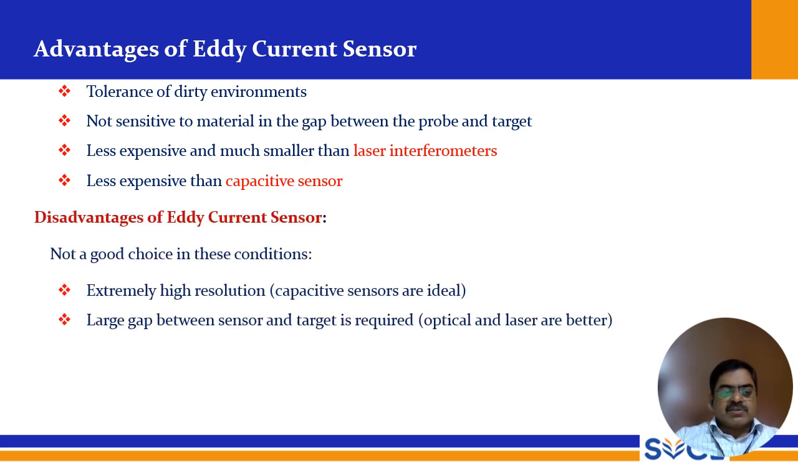And disadvantages: not a good choice in these conditions. For extremely high resolution, capacitive sensors are ideal. A large gap between sensor and target is required, so the gap should be maintained at an appropriate distance. Optical and laser are better in this case.